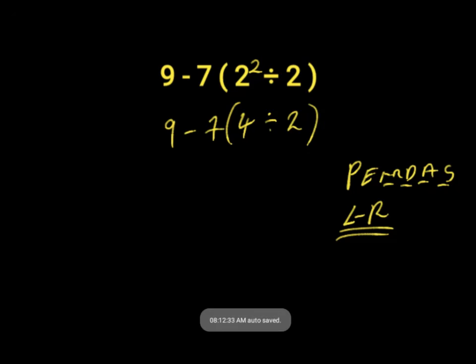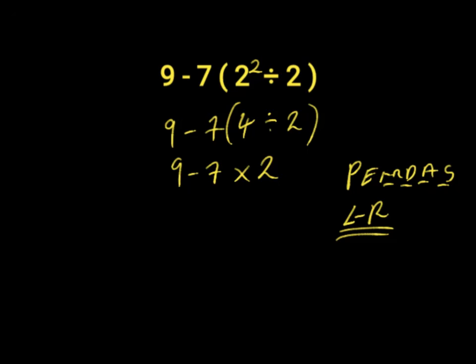We are seeing our parentheses. 4 divided by 2 will give us 2. Then we have 9 minus 7 times 2. Remember, if a number is close to a parenthesis, note that there's a multiplication sign in between, which is this multiplication sign here. Now, we have a subtraction and a multiplication.